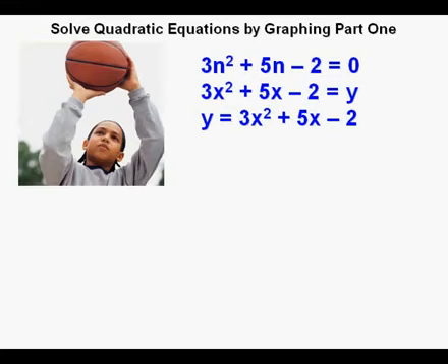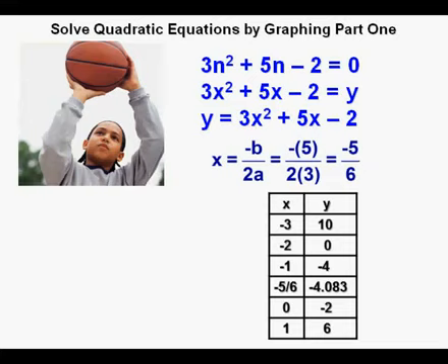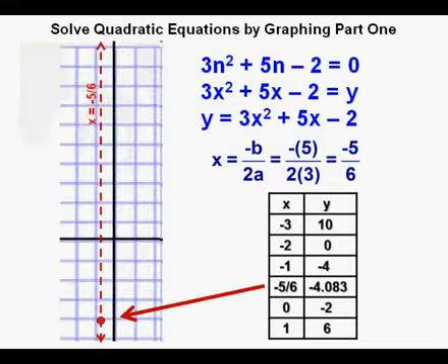Then he switches it around to get the dependent variable on the left side. He locates the axis of symmetry using the formula x equals negative b over 2a, and with an a of 3 and b of 5, this is what he gets: an axis of symmetry of x equals negative 5/6. Here's a table with the vertex and all the other adjacent values filled in. Here's the axis of symmetry of x equals negative 5/6 with the vertex of negative 5/6, negative 4 and 1/12.